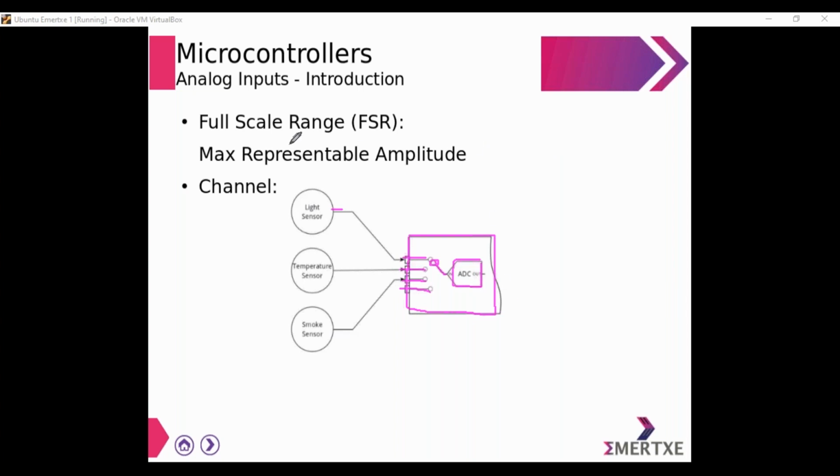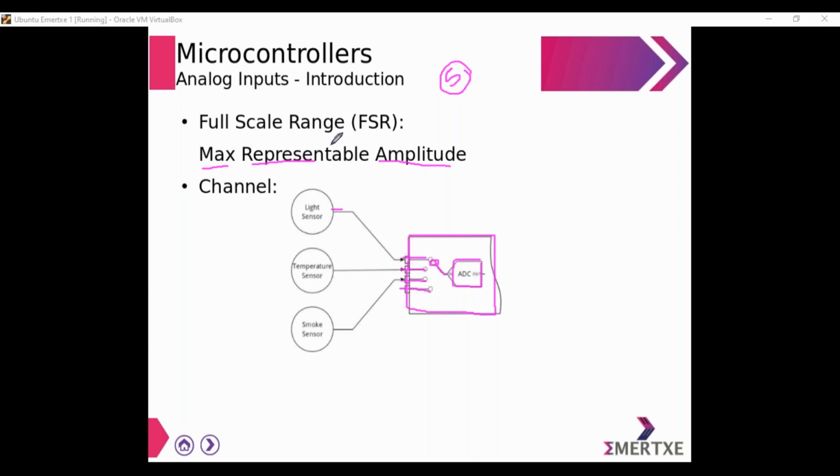I was saying FSR is nothing but the maximum representable amplitude, which means the maximum analog voltage which can be converted to a digital value. For example, if it is 5 volts, and I can represent this 5 volts as a digital value and store it inside a register, we call it FSR. So the maximum representable voltage which can be converted to a digital value is FSR.